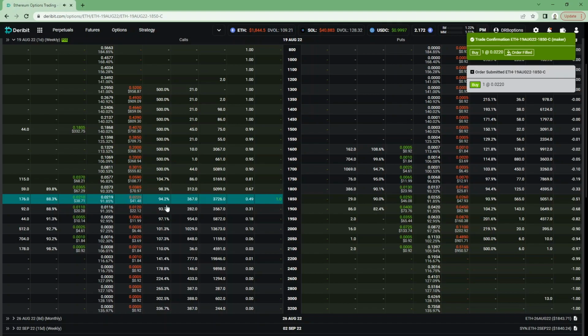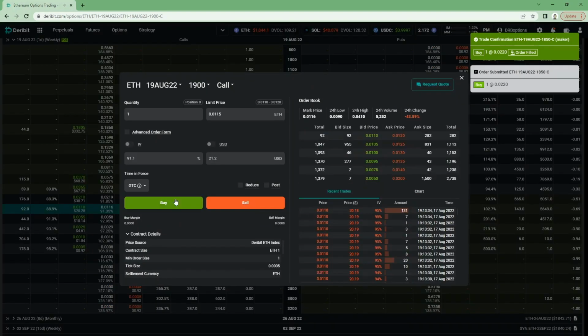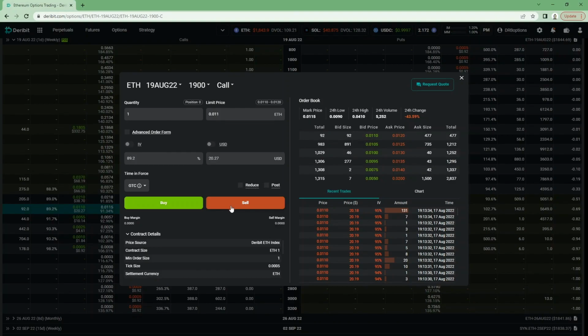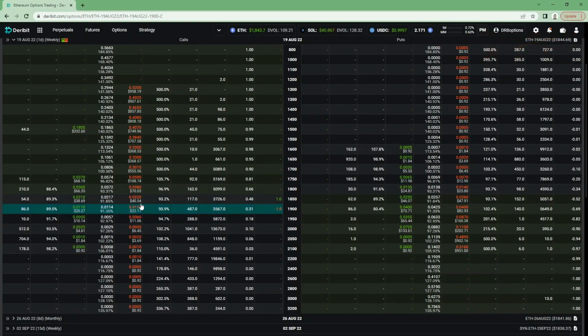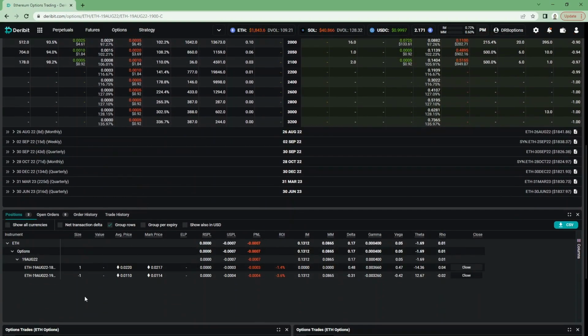Unfortunately, the best bid for the 1900 call has decreased from 0.0115 to 0.011. However, as we are already filled on the first leg, to avoid prices moving against us, let's sell the $1900 call straight away for the new best bid of 0.011. As we executed our order into the best bid, the order filled immediately, and we can now see both legs of our bull call spread in the positions table at the bottom of the page.